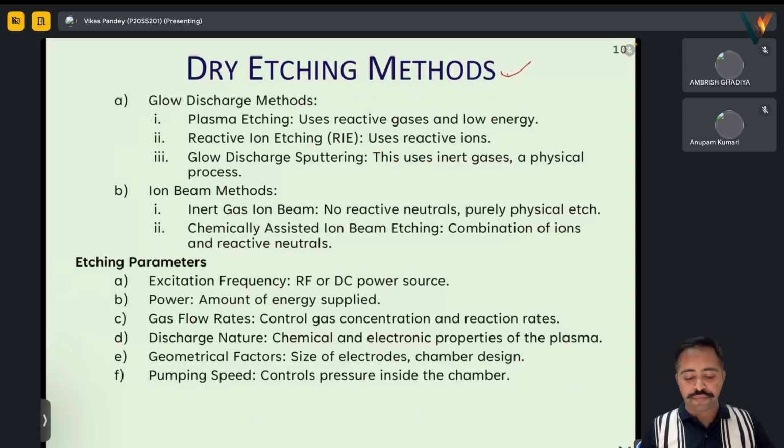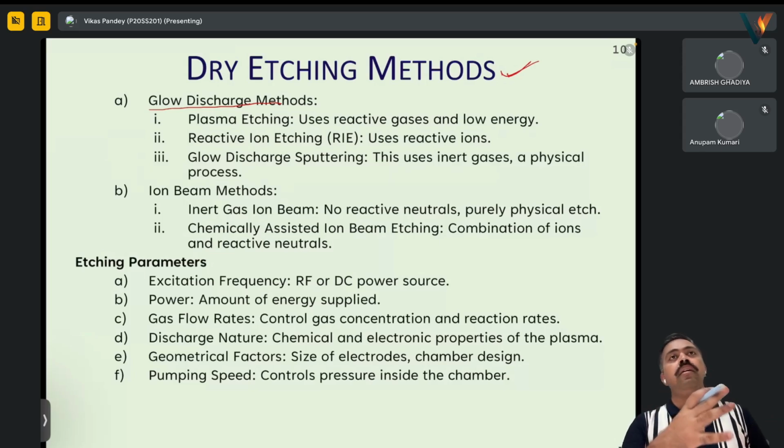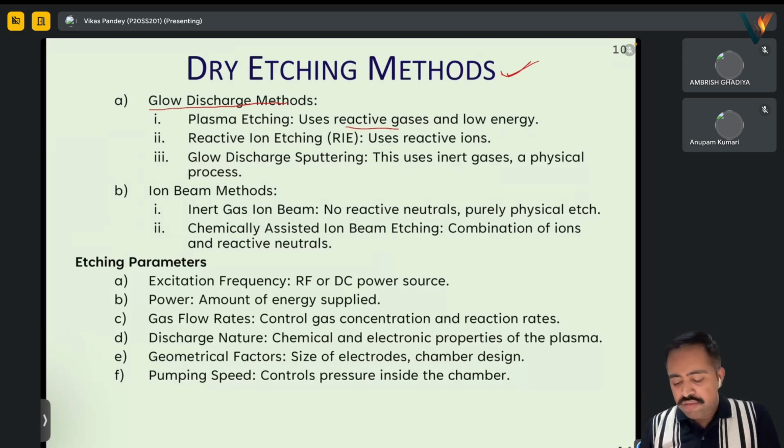So for the dry etching method, we have two types. One is the glow discharge method, which is plasma etching. The simplest one is plasma etching. All of these are actually modifications of plasma etching only, you can say. The simplest one is plasma etching, which uses reactive gases and has low energy.